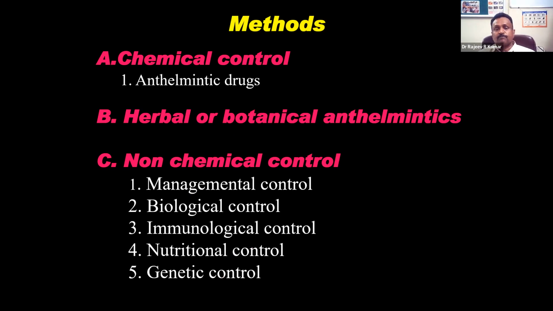Now coming to the management of the disease, how we can manage it under field condition. There are several methods, or we can say several weapons, that can be used to control gastrointestinal nematodes in goats. First is chemical control, of course, by using chemical drugs. Second is herbal or botanical control. It is an important thing.